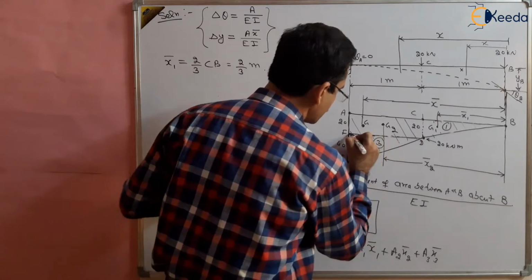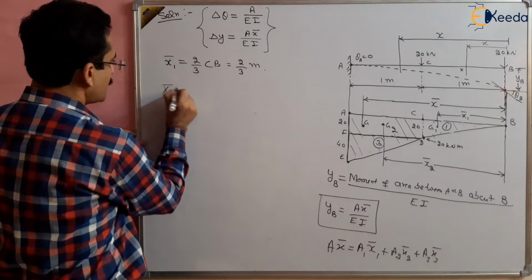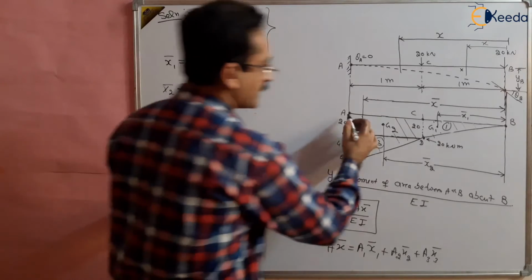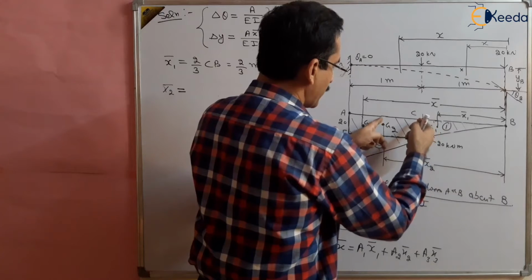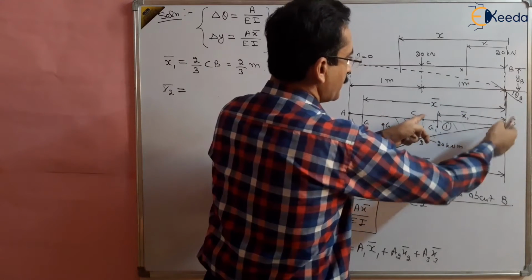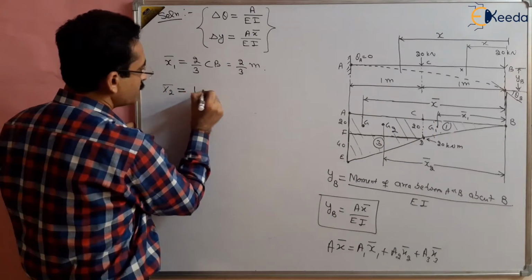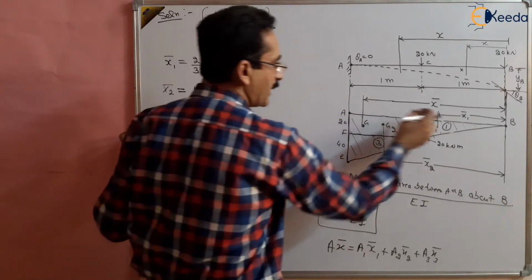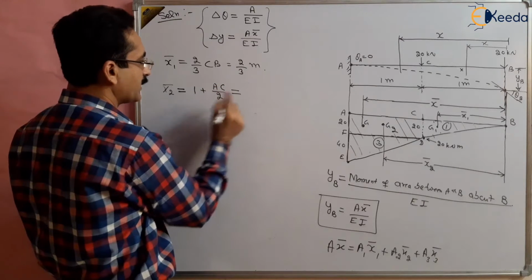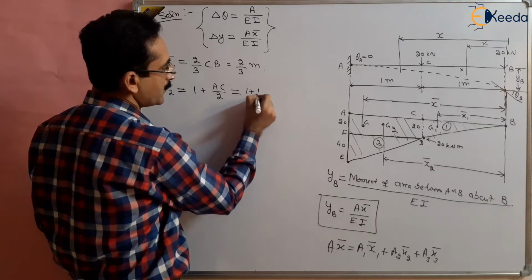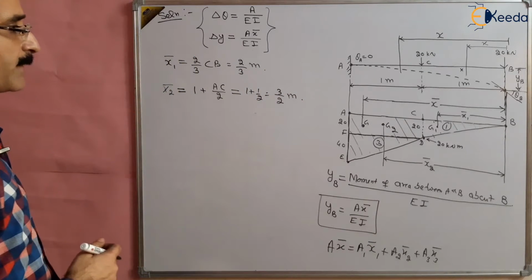So what is x2 bar? x2 bar is the centroid of this rectangle, and this is half from the C point, right? And half plus 1 meter. So this is 1 meter plus half of AC, AC by 2. And what is AC? This is 1 meter. So this is 1 plus 1 by 2, so this is 3 by 2 meters, right?